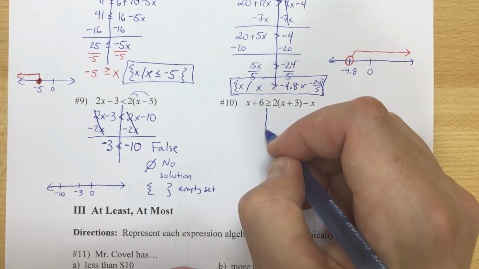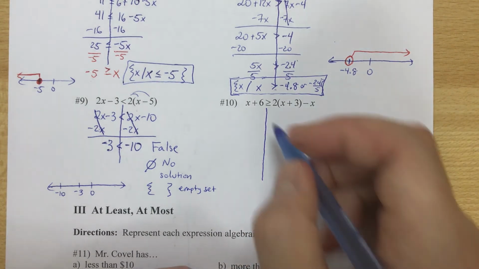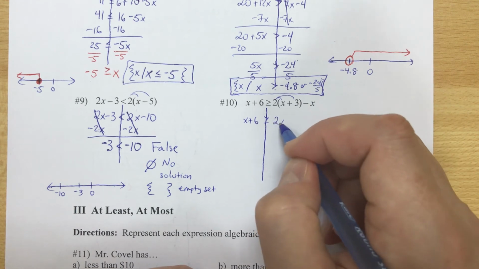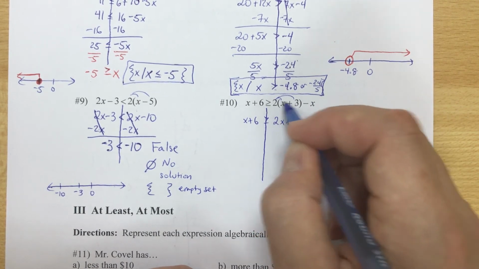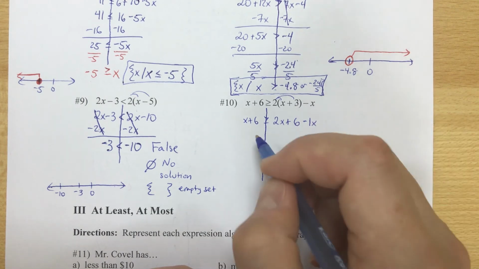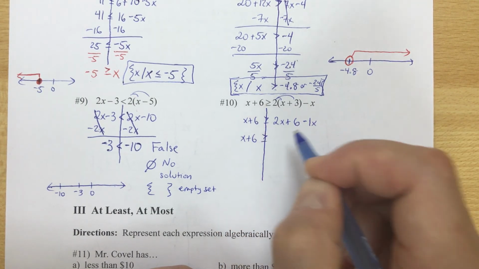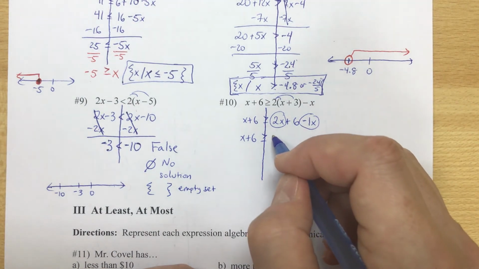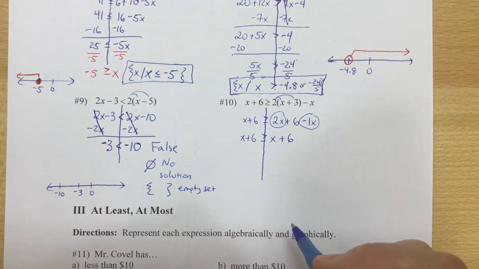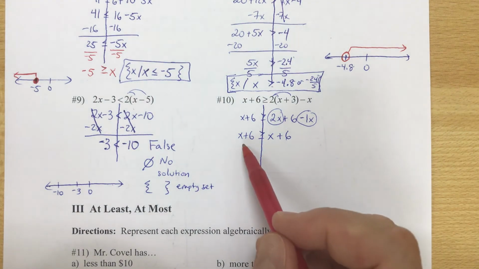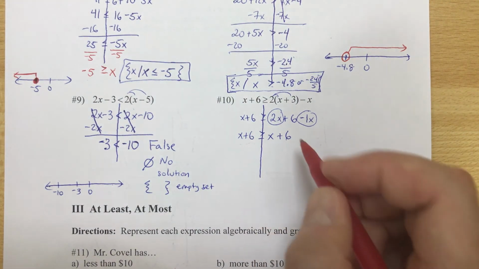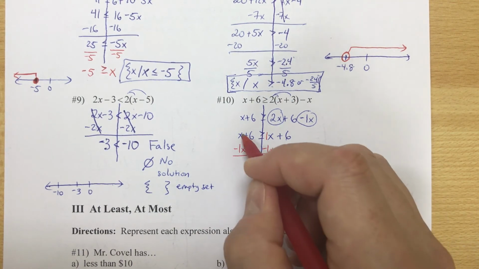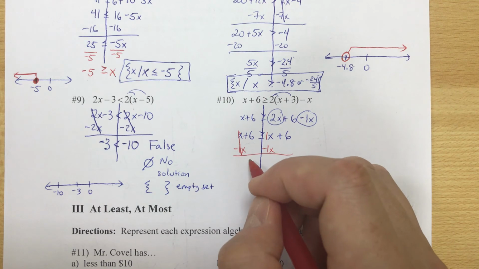So the last one we'll do here in this section, number 10, x plus 6 greater than or equal to, distribute 2x plus 6, 2 times 3, minus 1x. Now on the right side, we have like terms. Let's combine those. 2x minus 1x is 1x. And you might notice, now we have the identical things left side, right side. Now I would subtract 1x from both sides, but again the x's will get canceled.